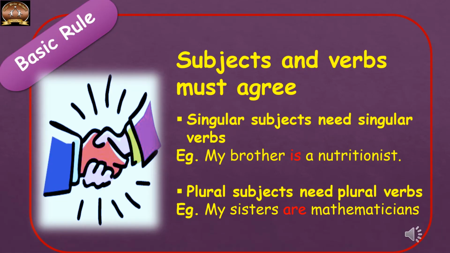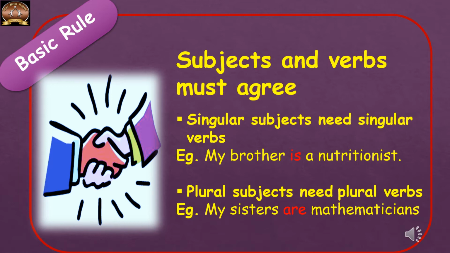Now the subject verb agreement states that the subject and the verb should agree with each other in terms of number and in terms of person. When I say in terms of number, it is singular and plural. That is, if the subject is singular, the verb also should be singular. If the subject is plural, the verb also should be plural. And in terms of person means the first person, second person and the third person. That is, a singular subject needs a singular verb.